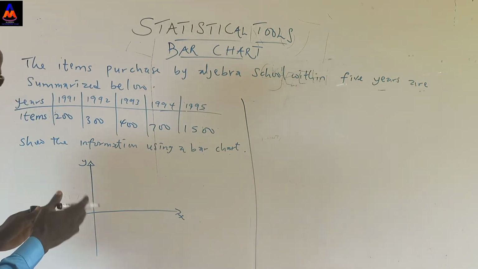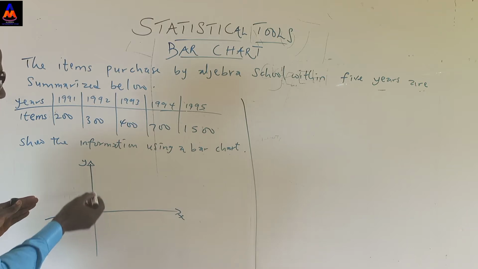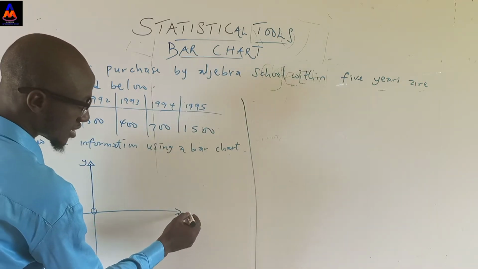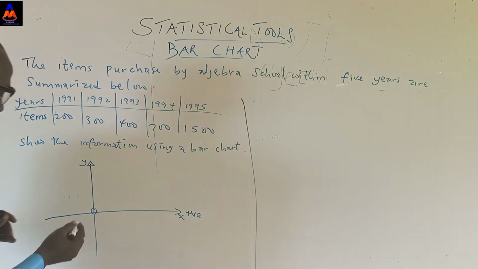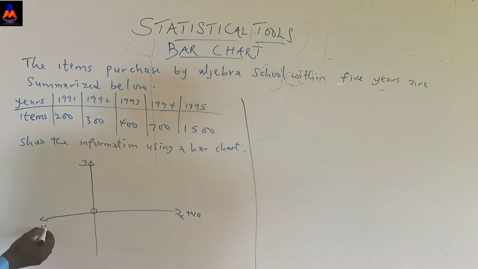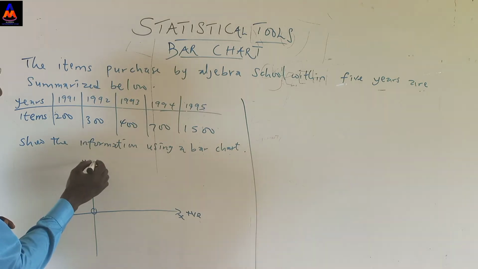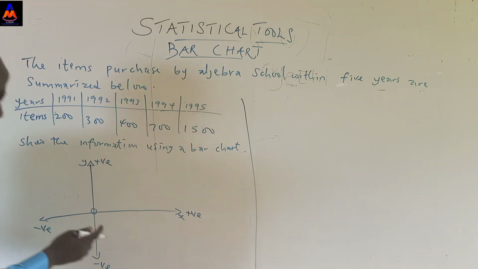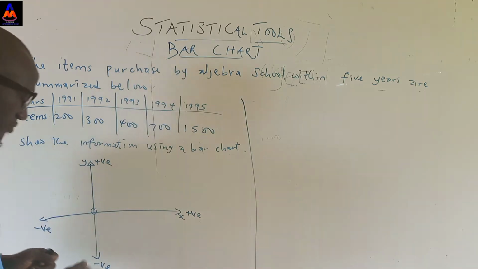If you study your graph book very well, you observe that where the two lines meet is the origin. The one on the right-hand side of the x is the positive x. The one on the left-hand side of the x is the negative x. The one on the upper side is the positive y. The one on the lower side is the negative y.